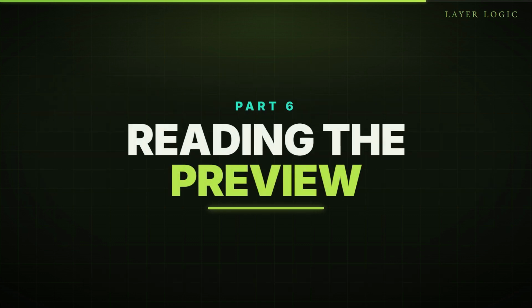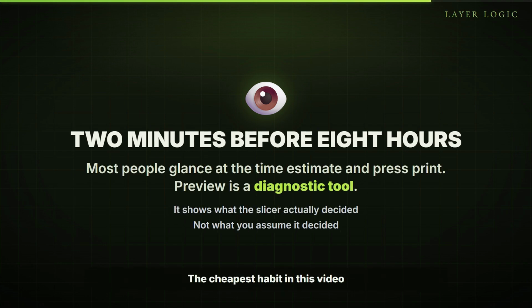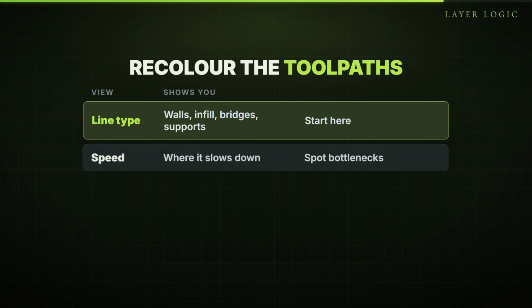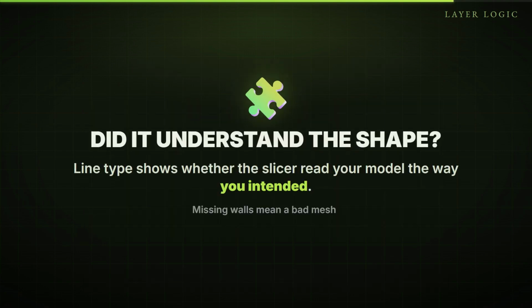Chapter 6. Reading the preview. Most people slice, glance at the time estimate, and print. The preview tab is a genuine diagnostic tool, and it is worth 2 minutes before you commit an 8-hour job. The drop-down at the top right recolors the toolpaths by what you want to inspect: line type, speed, flow, or layer time. Line type is the one to start with.